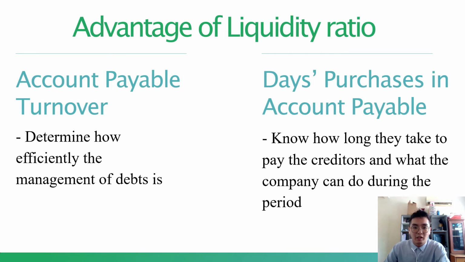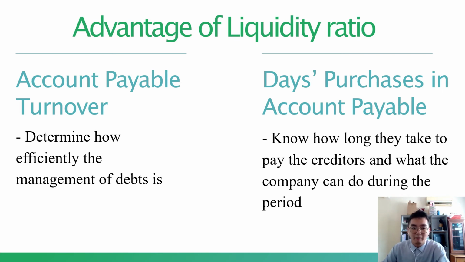Next, the advantage of the account payable turnover ratio is that the company can determine how efficient its management of debt is. When the account payable turnover ratio is high, it means that the company pays its debt in a shorter time, and it also shows the liquidity of the company as the company has available cash to pay the debt.